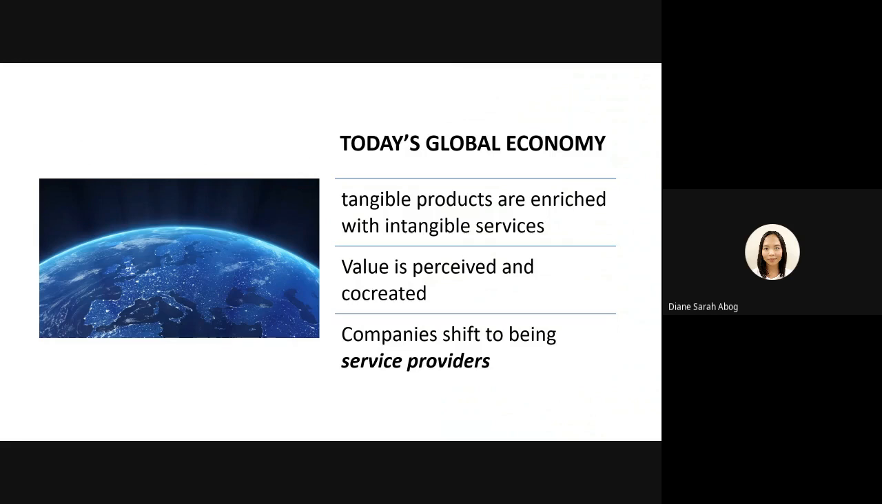So, in contrast, in today's global economy, value is defined as being experientially perceived and co-created with the consumers. Tangible products are enriched with intangible services. And companies are starting to shift to being service providers as well. So they're not just manufacturing goods. It also has to be accompanied by service, or the company should deliver just the service.